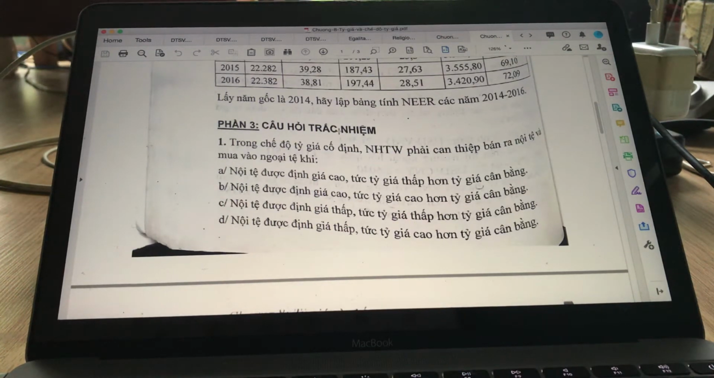I'm sorry, can you restate the answer? You said the answer was B or D? D. Domestic currency is undervalued, and the central rate is higher than the equilibrium rate. The answer is D. Okay.